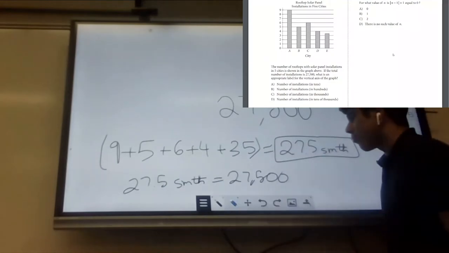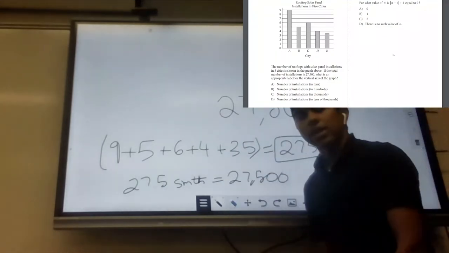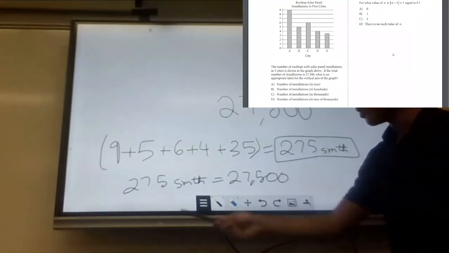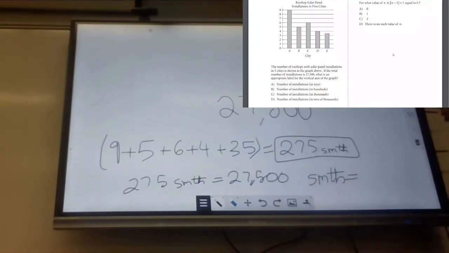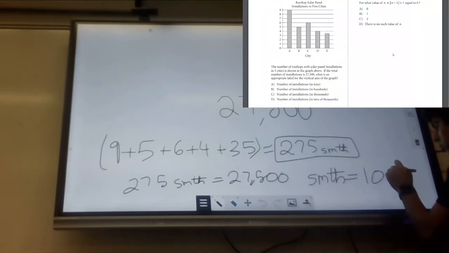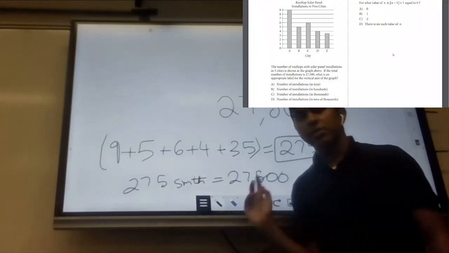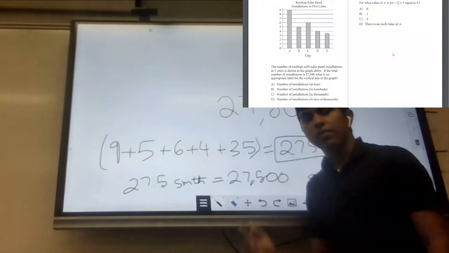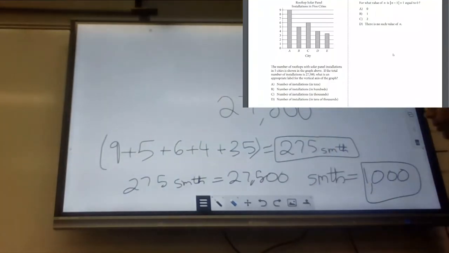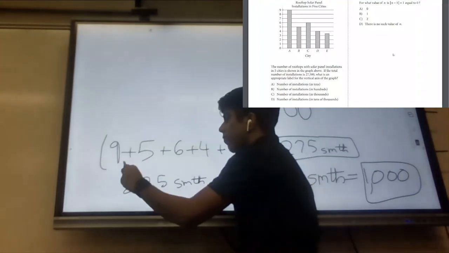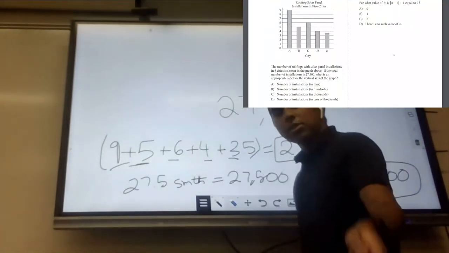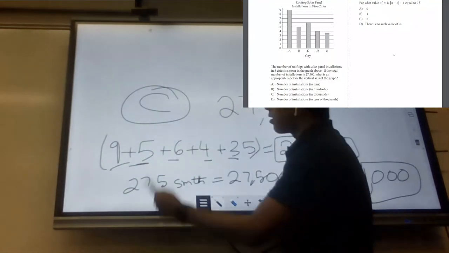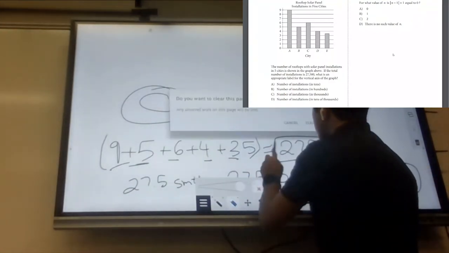Okay? Now we divide both sides by 27.5. Here is where you might want to use the calculator. You divide both sides by 27.5, and you get that something is going to equal 1,000. If you have 27.5 thousands, 27,500. So if something is 1,000, that means that the units of the vertical axis is something in a thousand. It's the number of installations in thousands, which, looking at answer choices, is choice C. And that is it. Let's keep going to the next question.